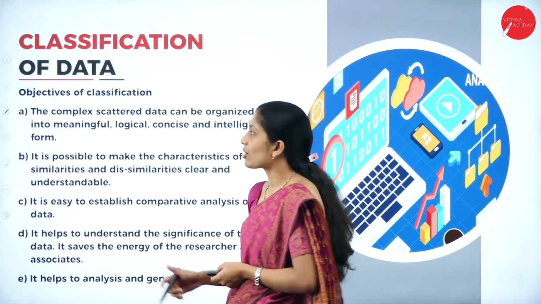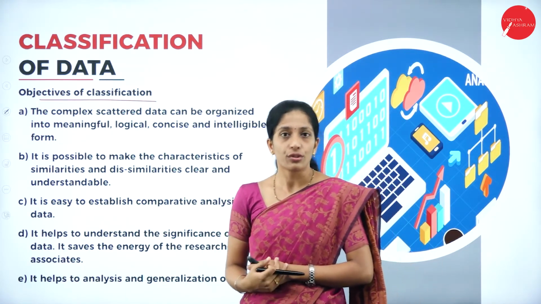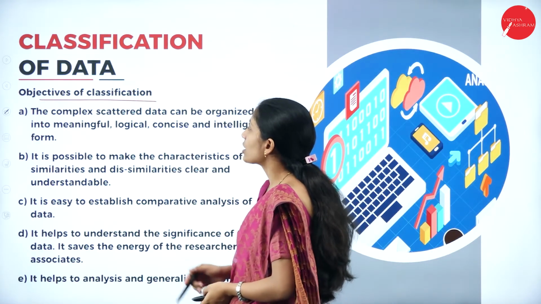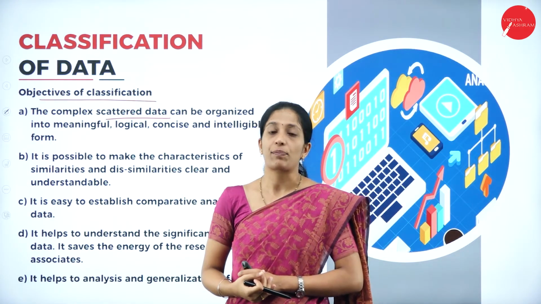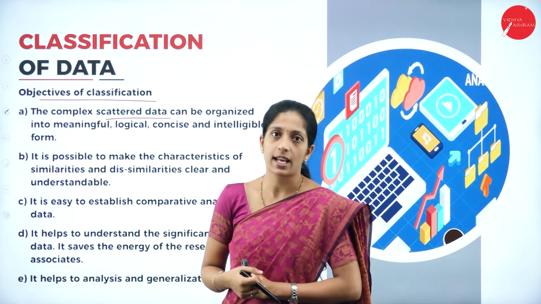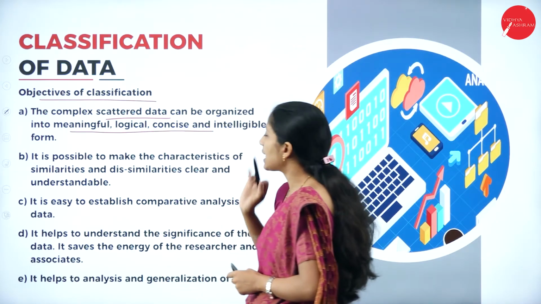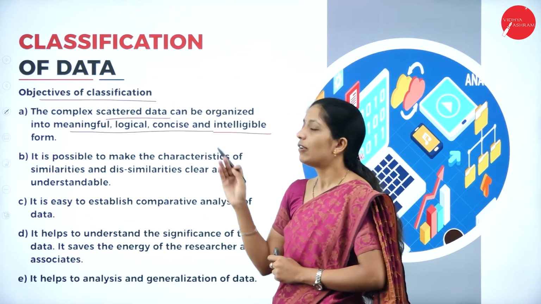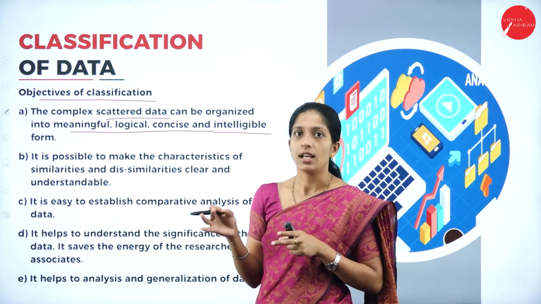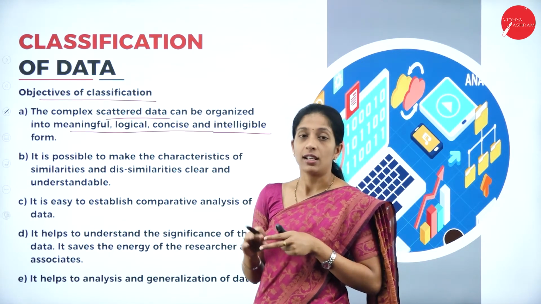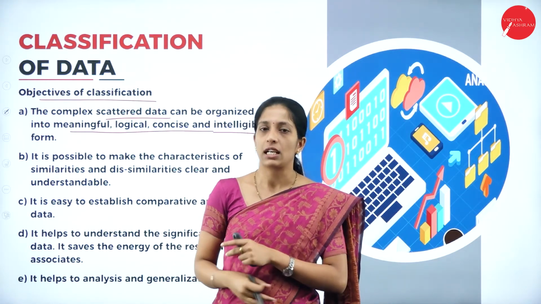Now coming to the objectives of classification. Let us see the main objectives, why we are going to do classification under research work. The complex scattered data, in the sense the data which has been randomly collected from the respondents, known as raw scattered data, can be organized into meaningful, logical, concise as well as intelligible form. We are going to compress those data into meaningful information. That is the main objective here: to convert raw data into meaningful information.